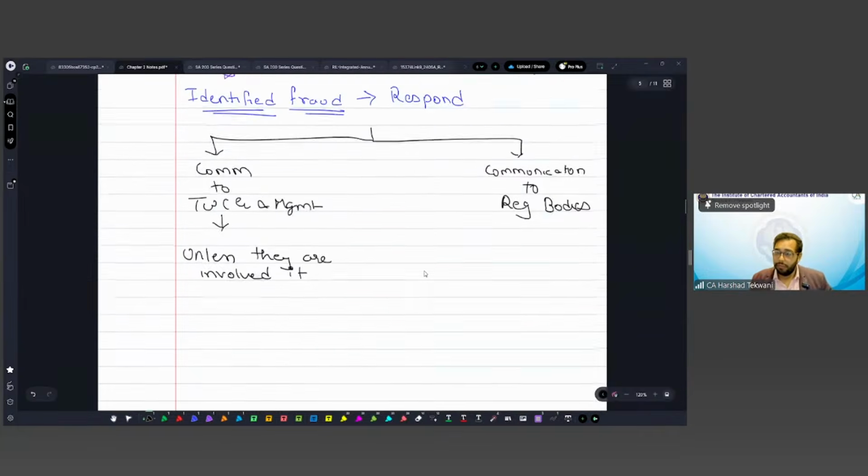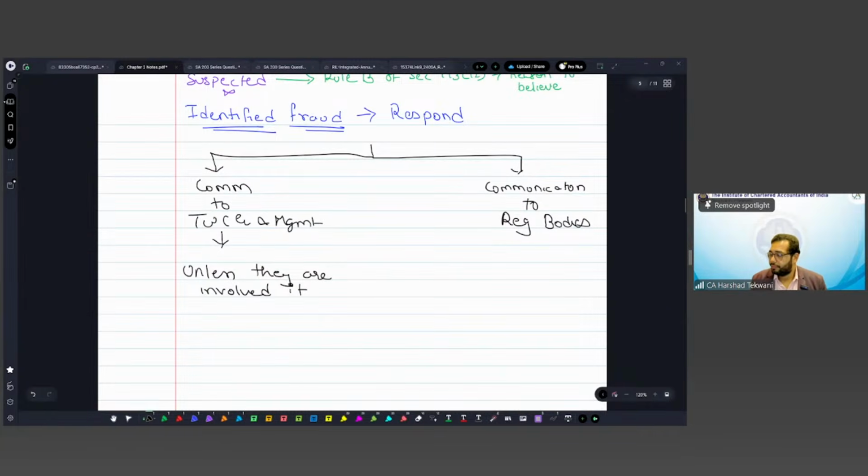But Sir, first things we will discuss with those charged with the governance or management. Then we will get their reply. If they are not responding, then only we will communicate to the regulatory body, right? Yes. Then we will think about the possibility of withdrawal, unless otherwise there is no objection from the legal.